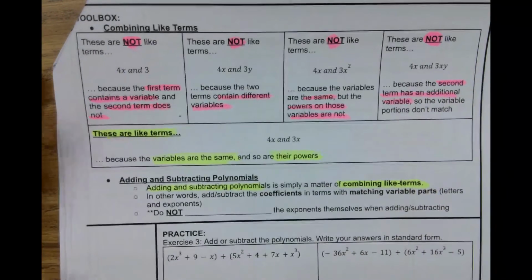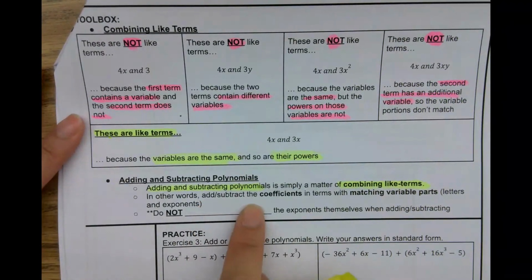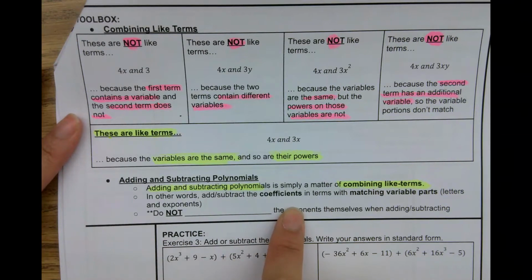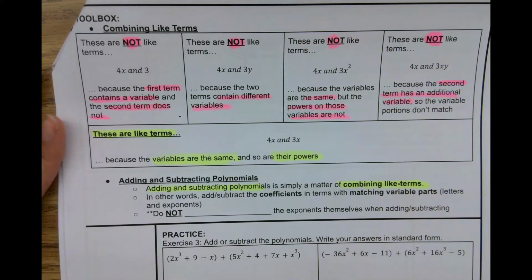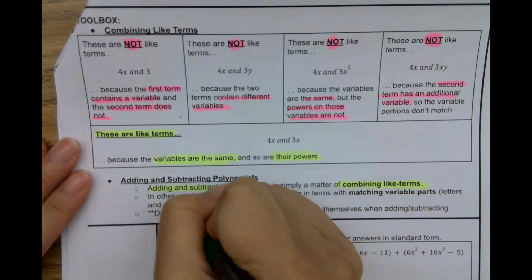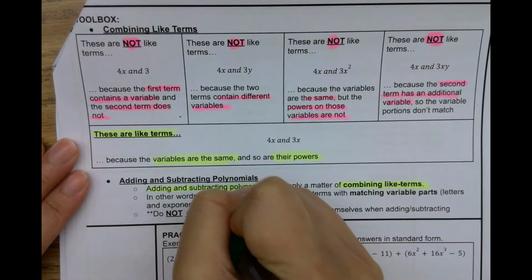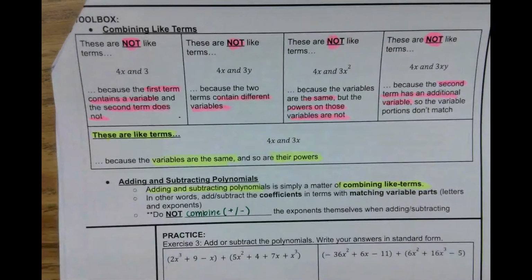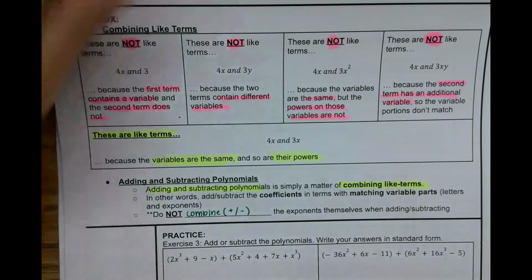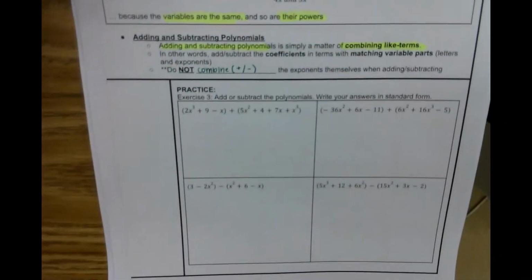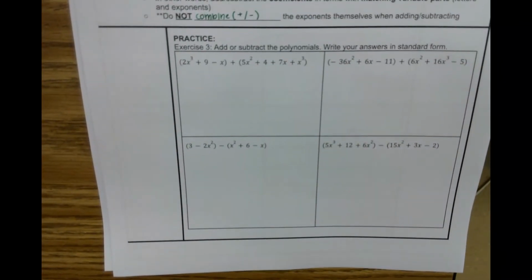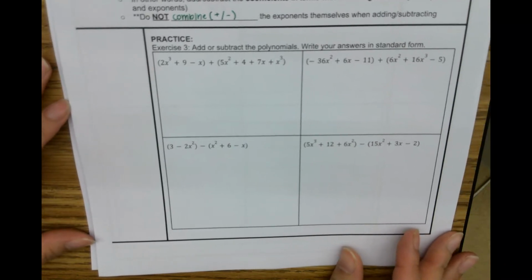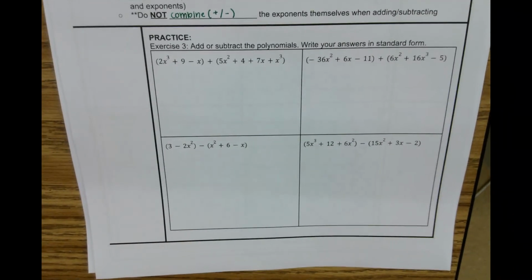In other words, all we're going to do is add or subtract the coefficients of terms with matching variable parts, letters, and exponents. We do not combine the exponents themselves when adding or subtracting. Okay, so we're going to do a couple of practices. We're going to add or subtract these polynomials, and we're going to write our answer in standard form.